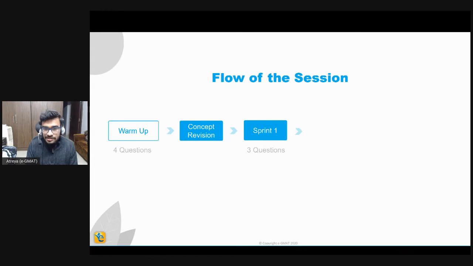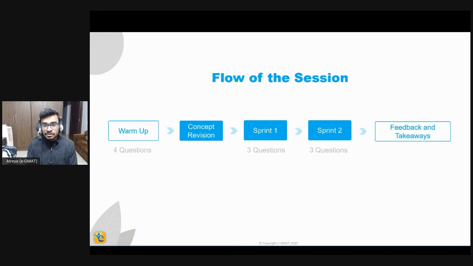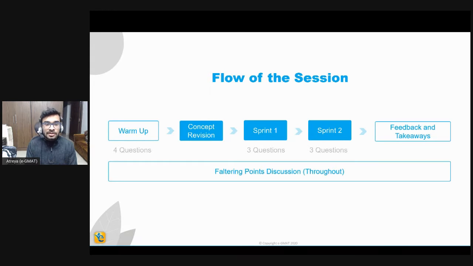Then we'll discuss the answers for those questions and move on to sprint two. Sprint two will have three questions, but these would be the most difficult and challenging questions of this session, at the 700 720 level. After sprint 2, we'll go to the feedback session, and then we'll note down the key takeaways that we learned. Throughout the session, I'll also help you understand the points where people essentially falter, so that you do not make the same mistakes again.